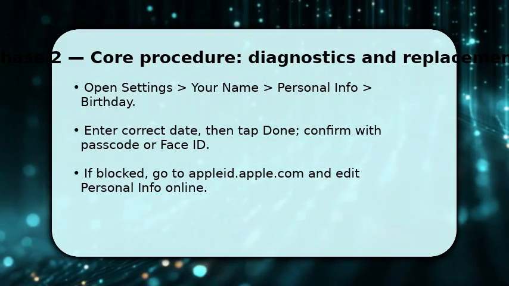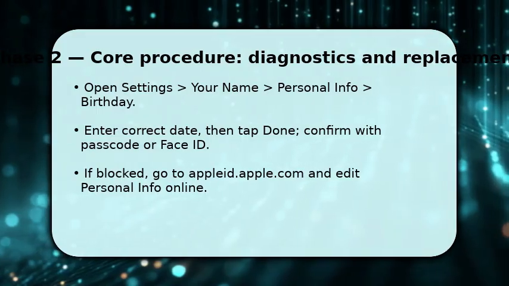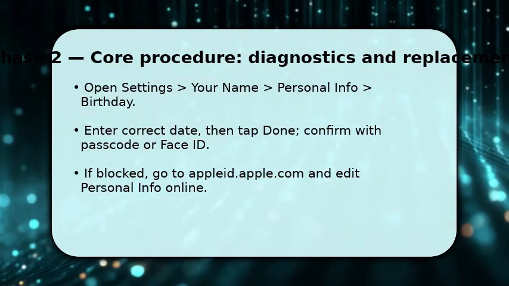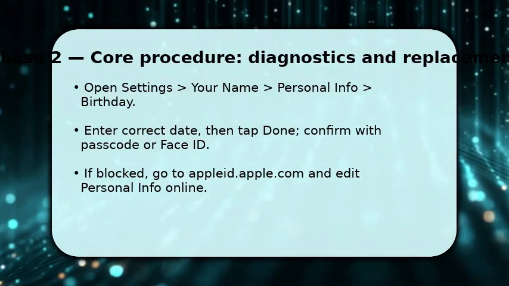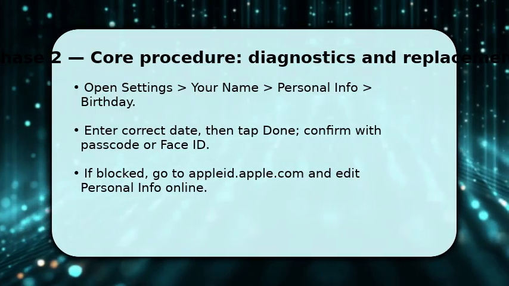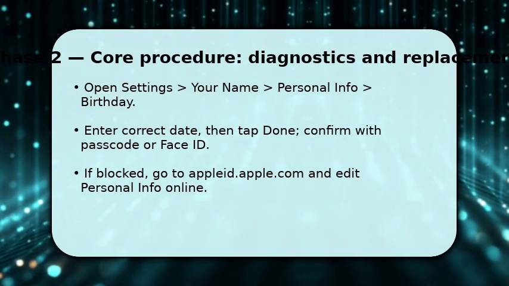If the field is grayed out, sign into Apple.com, edit personal info and save. Make sure you scroll to birthday and confirm via two-factor authentication. This ensures Apple recognizes your new age across Apple Pay and other services.